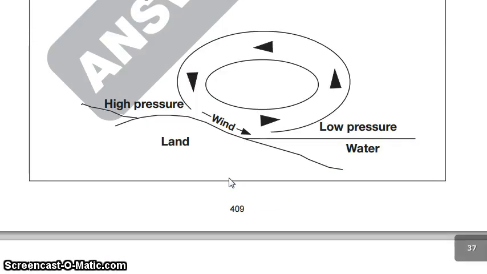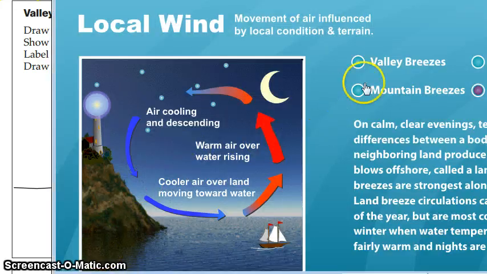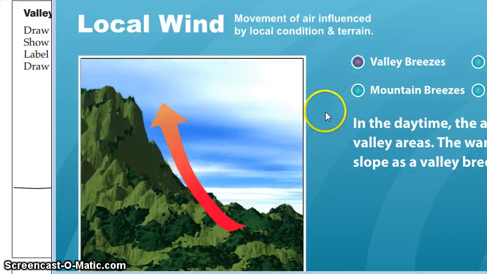One of the next things we looked at was a valley breeze. In this case, we're looking at a mountainous slope, and in the daytime, we're going to have the sun heating up the air, and it's going to be rising out of the valley up to the top of the mountain. And looking at a little bit more animated picture of that.